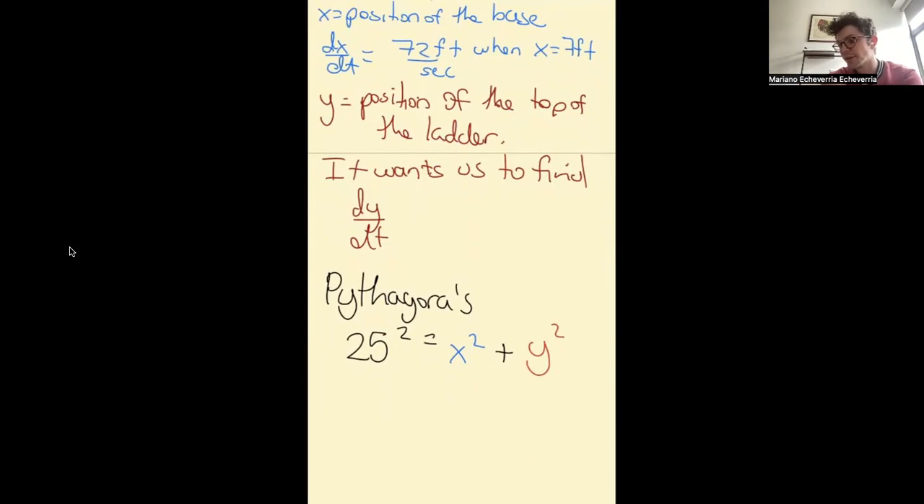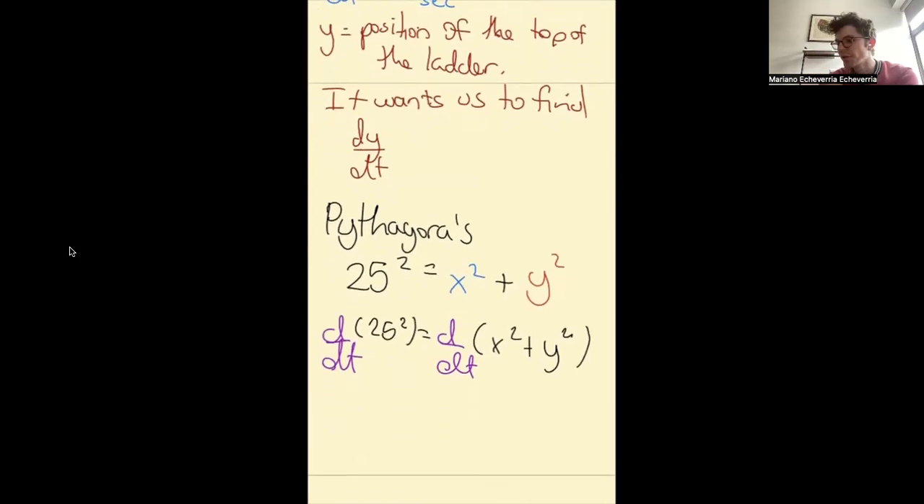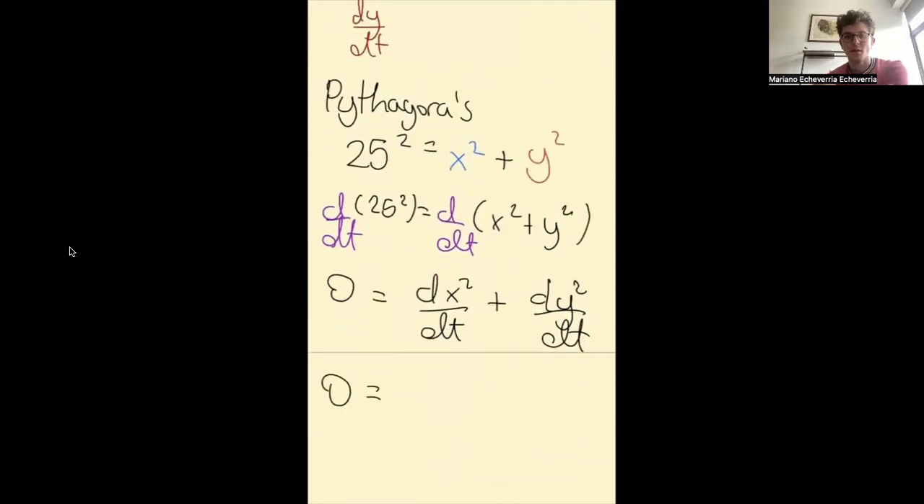What you can do next is take the derivative of both sides of the equation with respect to time. The derivative of 25 squared, you could compute 25 squared if you want, it's not necessary because it's the derivative of a constant. Remember, the derivative of a constant is always zero. And then the thing that you have to find is these two derivatives. What can you do to find these two derivatives?